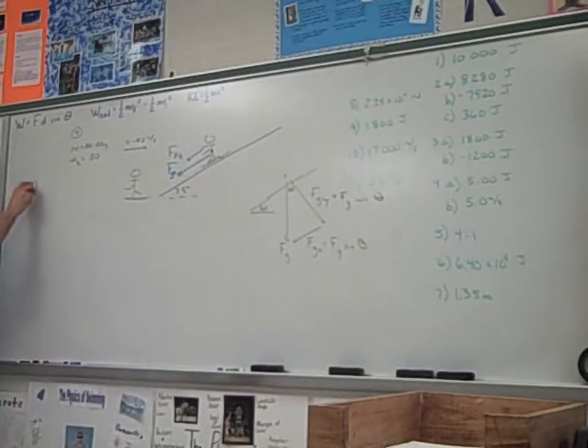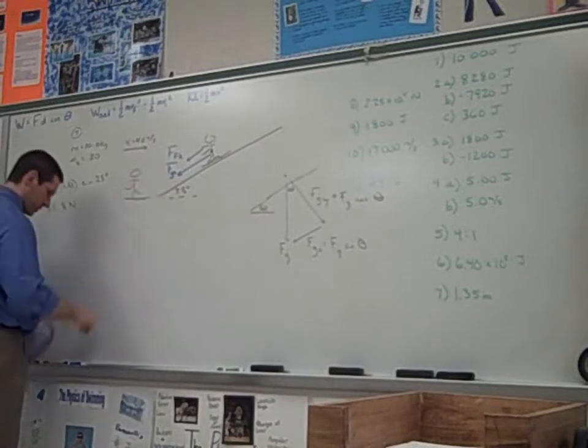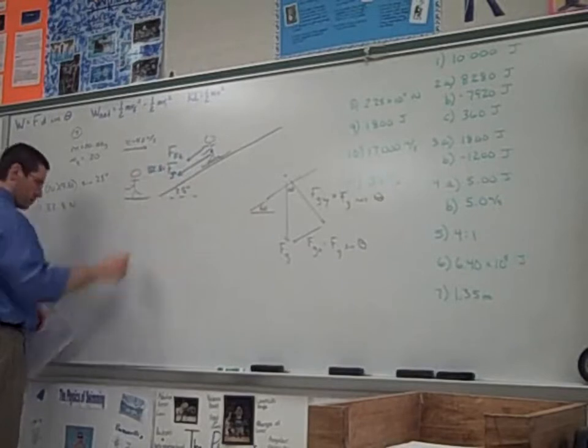So FGX is going to be FG of the monkey and sled, which would be 20 times 9.80. So that's the weight of the monkey, and now you take the sine of 25, and you find that the force down the plane is 82.8 newtons of gravity. So FGX is 82.8.